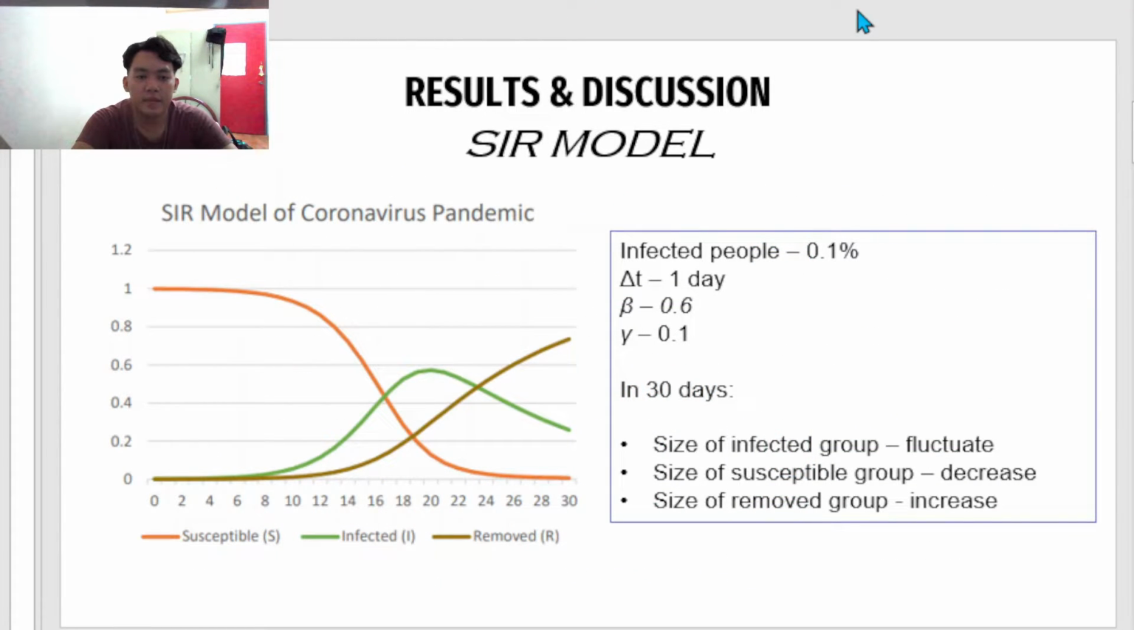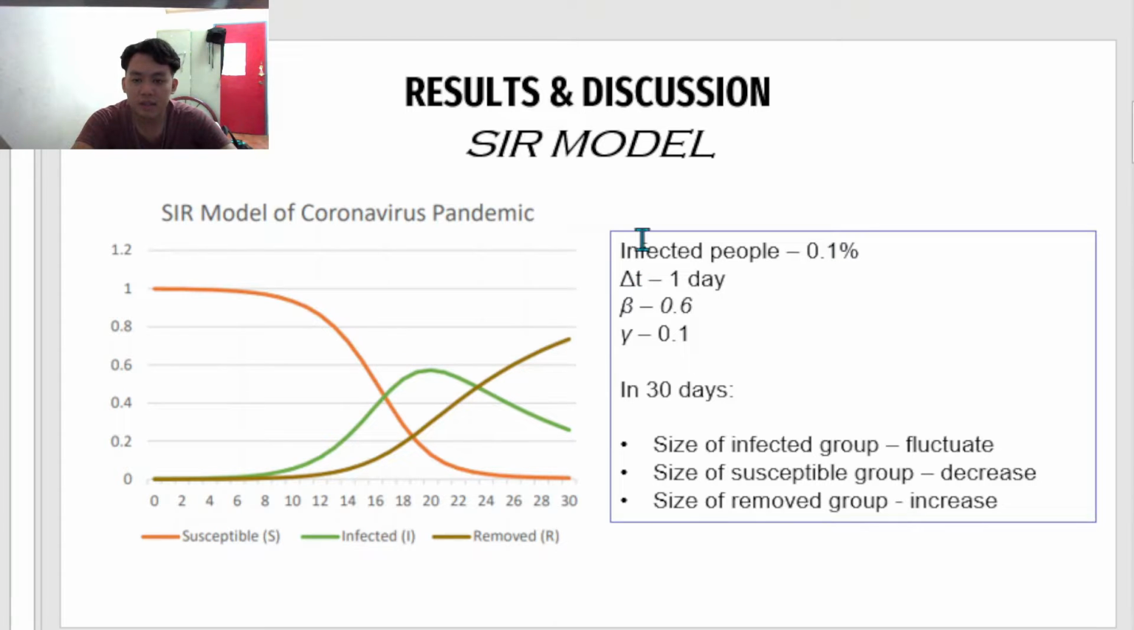Since we're done with the methodology, now let's go to the result and discussion. Basically, the result shows what our model is. Here you can see that to come up with this SIR model, there are some parameters that have been set beforehand. We assume that only 0.1% of the population has been infected by the disease on day zero. We also assume that the change in a day, delta t, is 1, whereby the infection rate beta is 0.6 and the recovery rate gamma is 0.1.